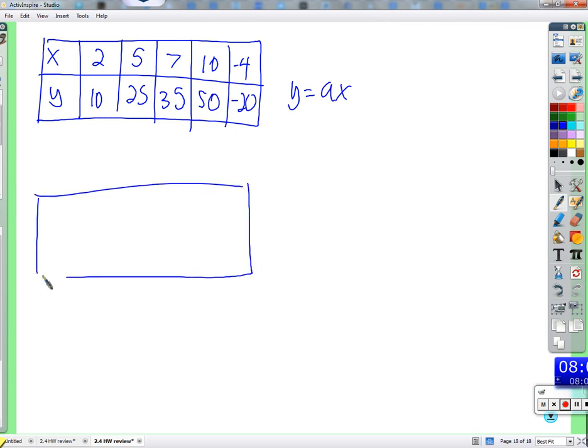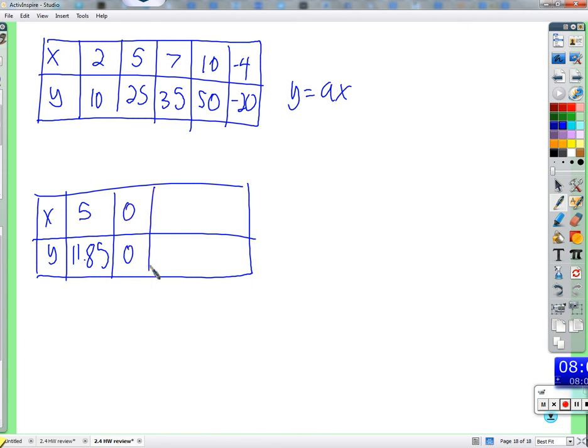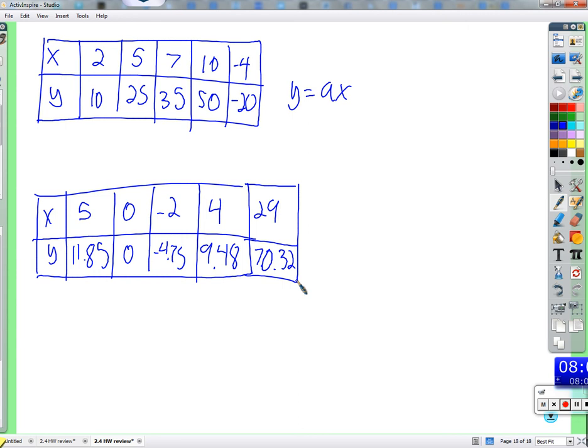Let's look at this data set. Is it direct variation? I don't know. Okay, 5. Why are you shouting out 2.37? That's what I found on the first one. And then how did you find it? I took 11.85 divided by 5. So that always works? Sometimes. Sometimes it should work? Yeah.